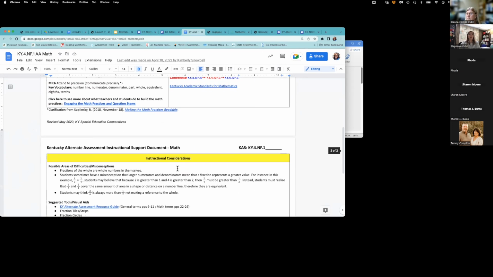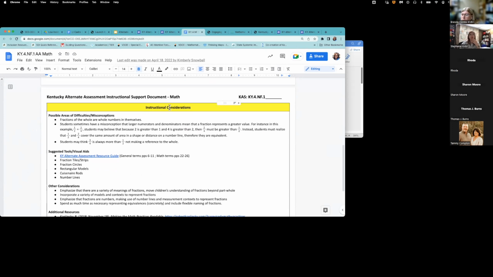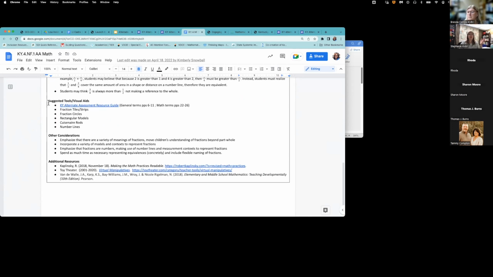On down, what I love about this site is we put in instructional considerations. So these are possible misconceptions and difficulties that the student may have. Here are all the visual tools that you would need when teaching this. I'm going to be honest with you, I stay away from fraction circles. They're great, but they're more confusing than fraction tiles and fraction squares are. I love fraction squares and fraction tiles because it's more linear for my students.